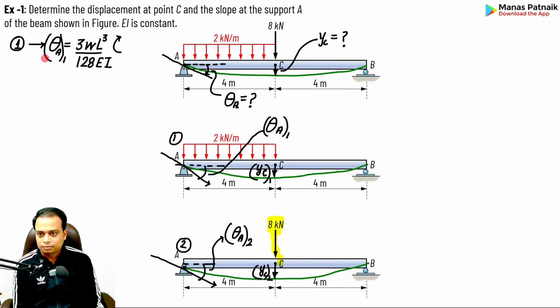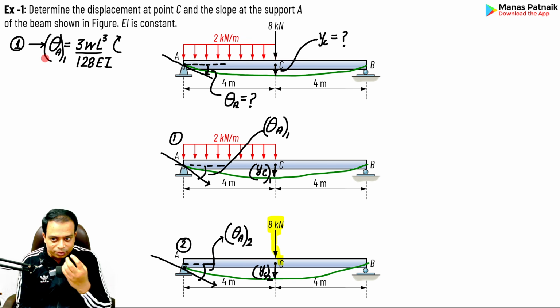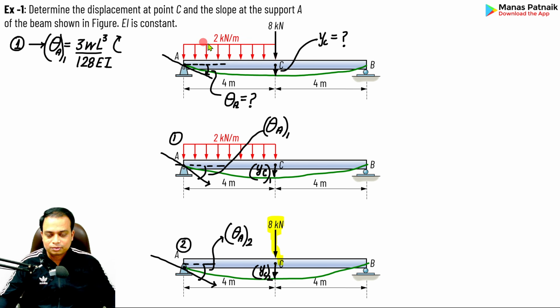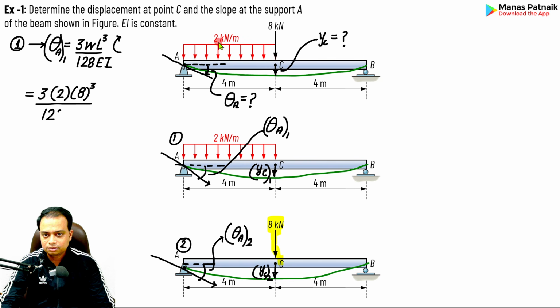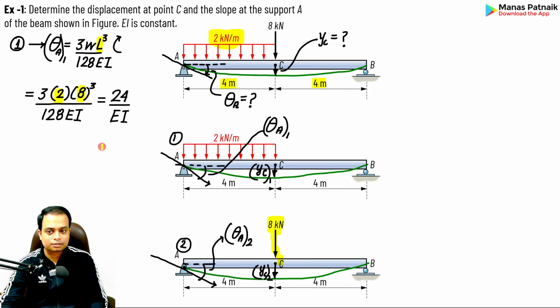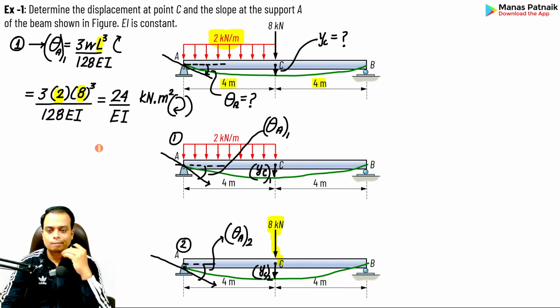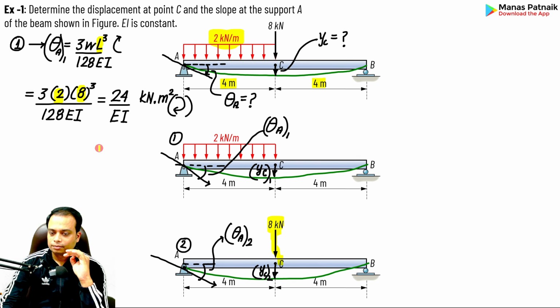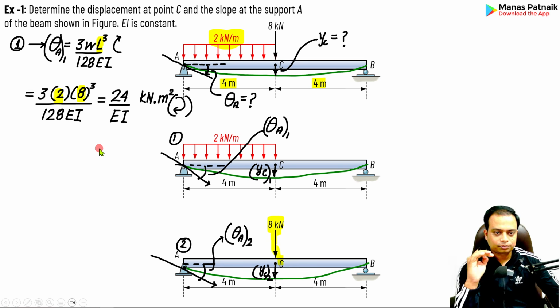Happy? Okay, done. Now what to do? What you now need to do is plug in the value of W. That's 2 kilonewton per meter. And the value of this L, if you notice, 4 plus 4 will give you the value as 8. Done. When you plug in all the values, you get an expression in terms of EI. Here it is. Now what shall we do? Have a look.